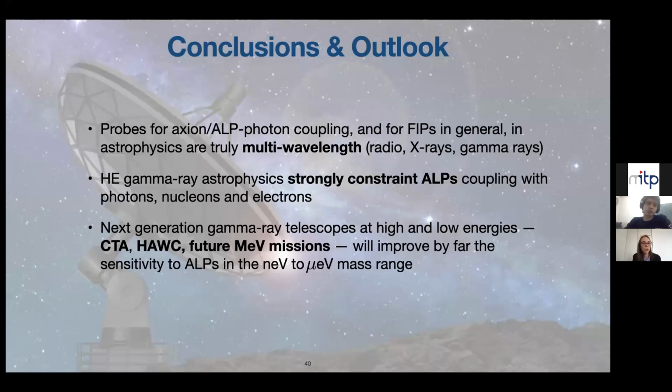So to come to my conclusions, I hope I conveyed the message that looking for axion-like particles with high-energy astrophysics is a multi-wavelength approach, at least for X-rays and gamma rays, and radio will be touched upon in the following talks. We get from high-energy astrophysics quite strong constraints on axion-like particles, and in the future we have the chance to improve by far the sensitivity to axion-like particles in the nanoelectronvolt to microelectronvolt mass range, and in general to all feebly interacting massive particles that may come from core-collapse supernovae. So thank you for the attention.